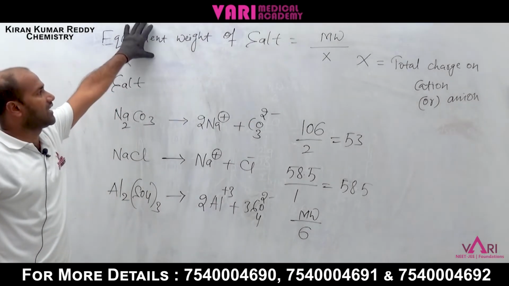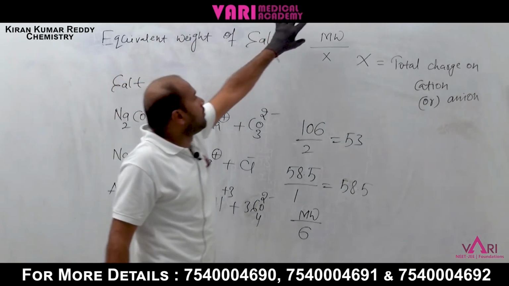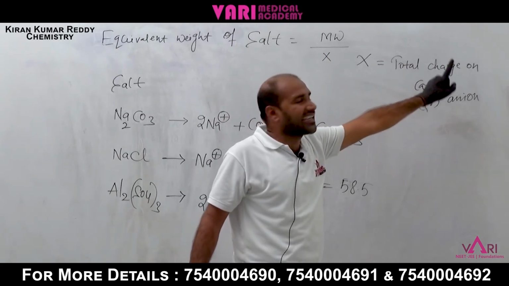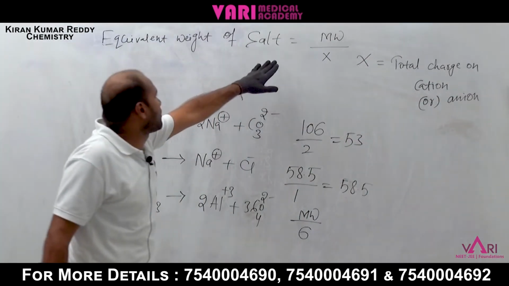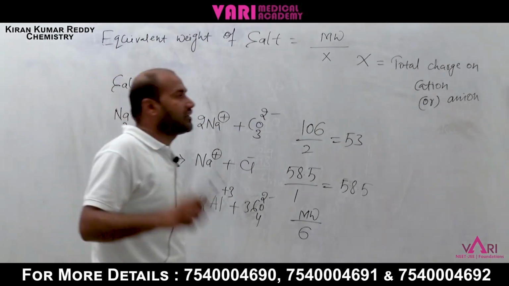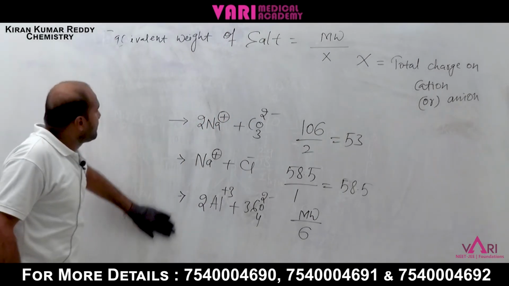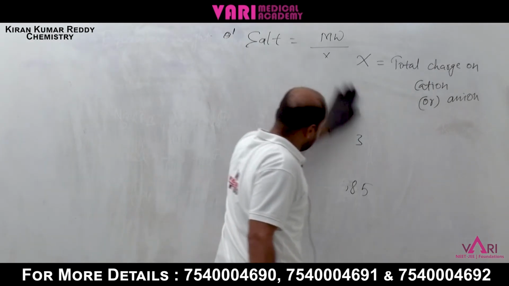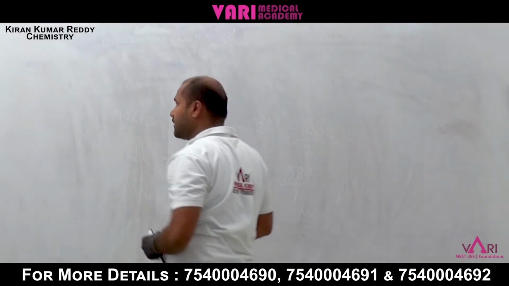The equivalent weight or gram equivalent weight of a salt is equal to molecular weight by x. Here, what is x? The total charge on the cation or the total charge on the anion. By using this formula we can calculate the equivalent weight of salts. Equivalent weights are very important in the basic concepts of chemistry. And the next one is the equivalent weight of oxidizing and reducing agents. What is the formula for the equivalent weight of oxidizing and reducing agents?